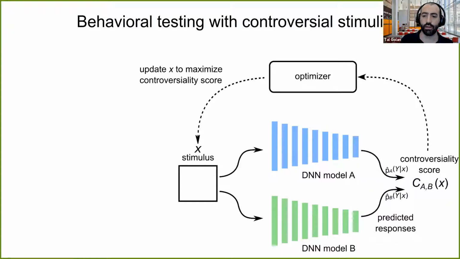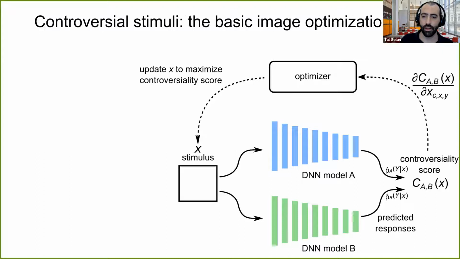If the models are differentiable, and this is usually the case, then we can calculate the gradient of the controversiality score with respect to the pixels of the stimulus. Here, this is just the set of partial derivatives of the score with respect to each pixel. And if we have that, we can feed this gradient into a stochastic gradient descent algorithm like Adam. And this is a very fast and efficient way of creating controversial stimuli. It takes less than a few minutes per image.